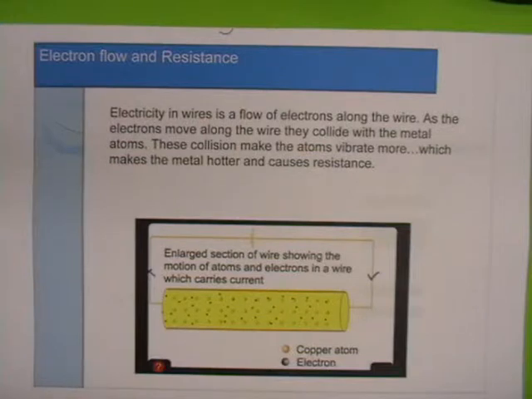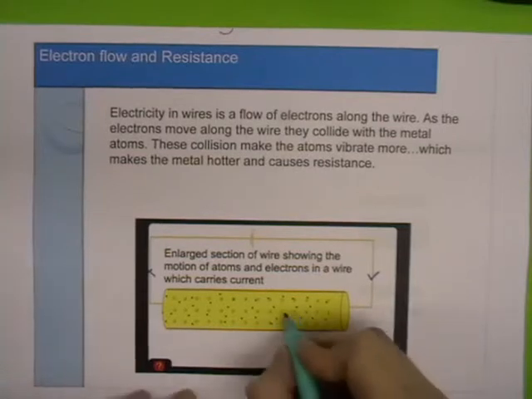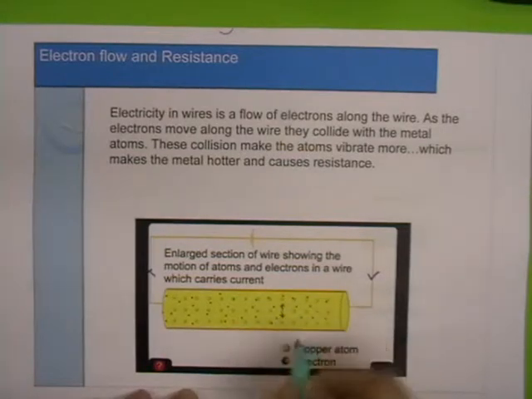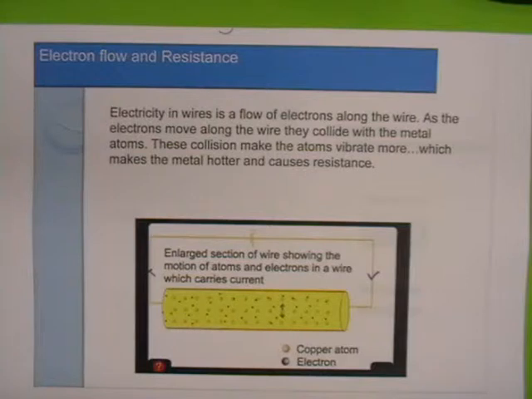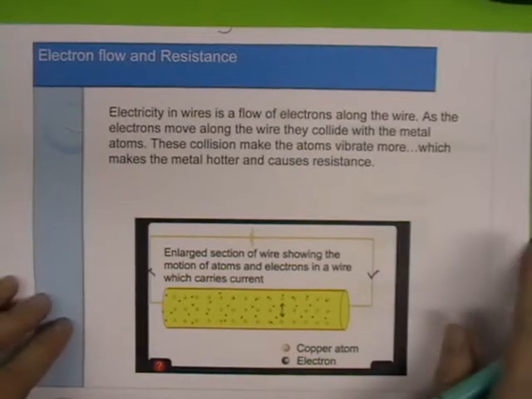As the electrons move along the wire, they collide with the metal atoms. The atoms are vibrating about their position, and the electrons collide with them, and that's what causes resistance in a wire. These collisions make the atoms vibrate more, which makes the metal hotter and causes resistance. So if you have too much current in your circuit, all your wires are going to get too hot, and that might cause them to melt, but it will certainly increase the resistance in the circuit and hamper the current flow.